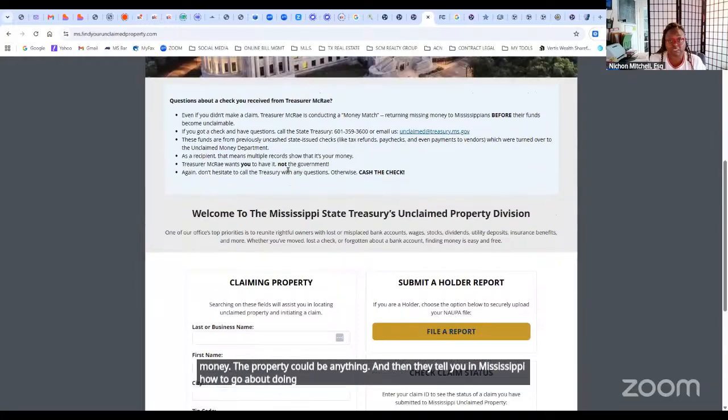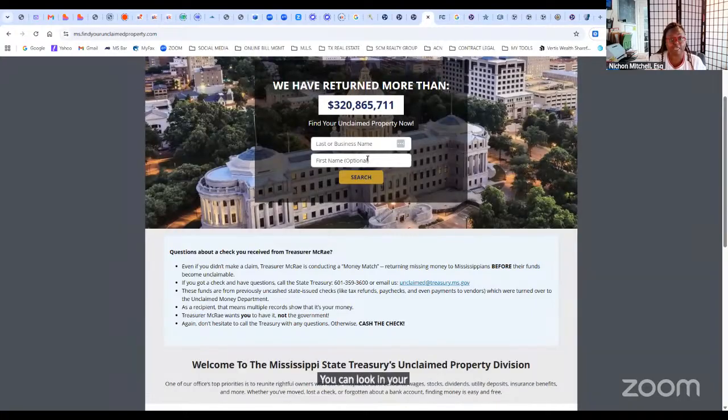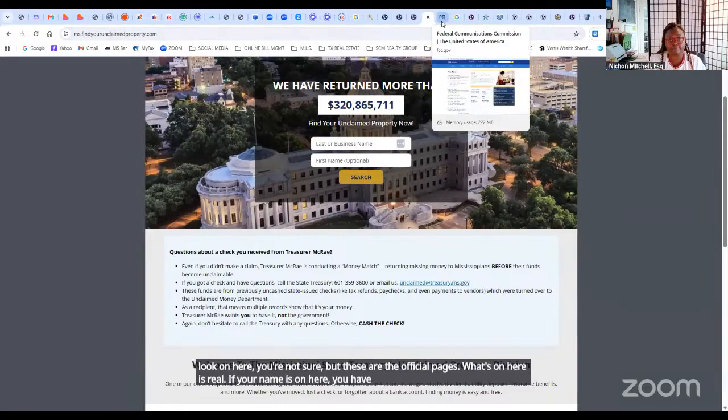So I've showed you Tennessee's page, I've shown you Mississippi's page, and I've shown you the national page. You can look in your state wherever you're at and then see how to do that. But just go ahead and do it yourself. If you have any questions about it, you can reach out to me. If someone contacts you and you have concerns or you're not sure, these are the official pages. What's on here is real. If your name is on here, you have property that you need to claim.